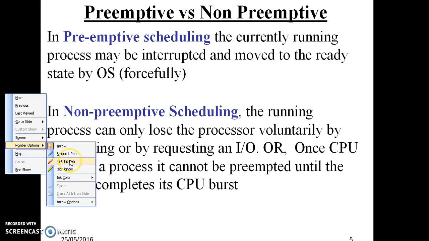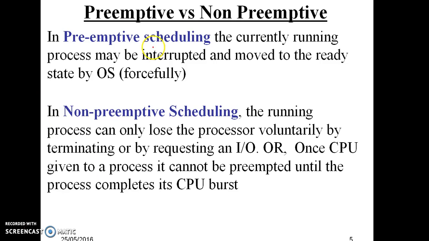The first one is the preemptive scheduling algorithm. In the preemptive scheduling algorithm, the CPU can be removed from the process before the completion of the process. But in case of the non-preemptive scheduling algorithm, you are not allowed to remove the CPU from the process till the process is completed. In the preemptive scheduling algorithm, you are allowed to remove the CPU from the processes.